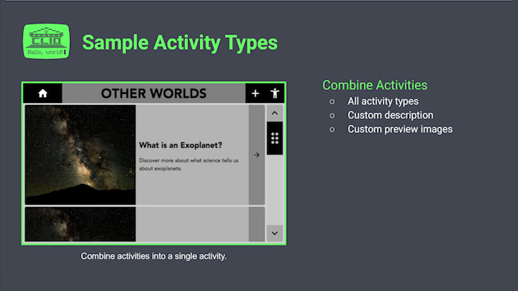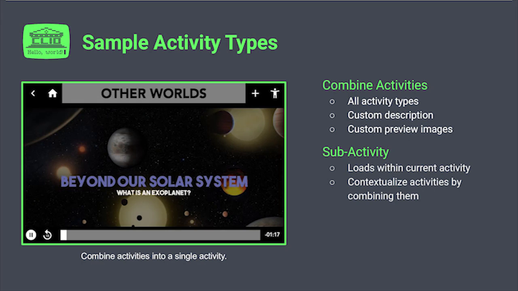We've also created an ability to combine activities into an activity we're calling a meta activity. So say you wanted to create some image slideovers, a video playback, and a 3D render of a particular object in your collection. You can combine those all into a single activity that contextualizes a physical object or is a program in and of itself that you're running as part of your educational programming. The sub-activities load within the meta activity, and you can contextualize those activities, like I said, by combining them in different ways.